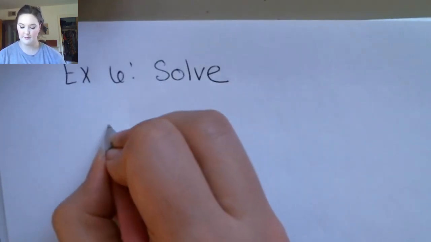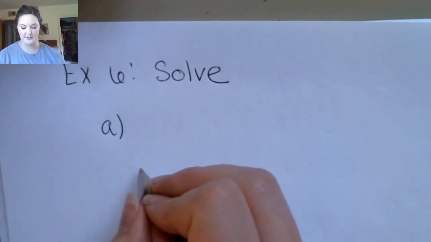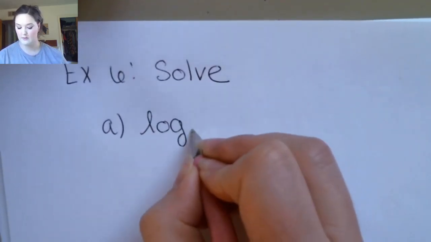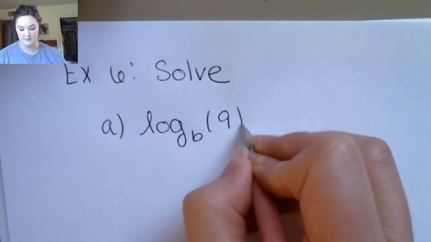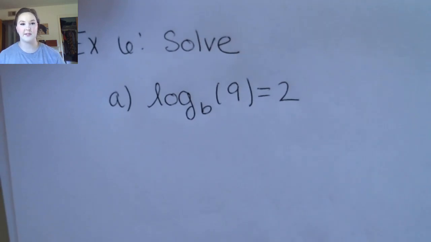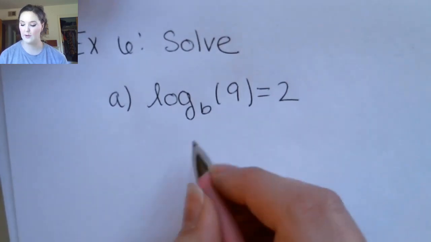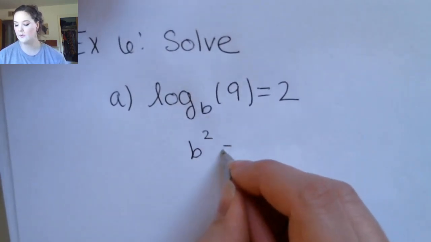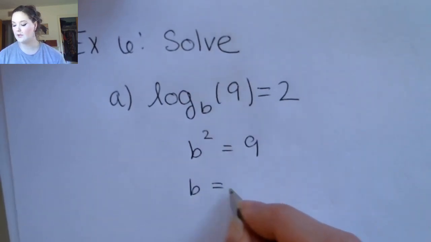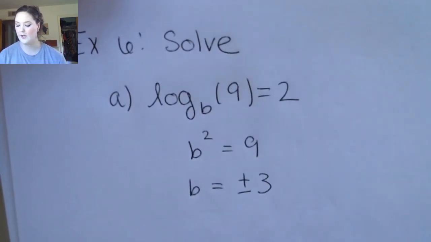This is a little bit different because the variable is actually in the base. We're going to use the same technique. You're going to isolate the log. Here it's already isolated. Then we're going to change to exponential form. So b squared equals 9, and this would give us b is plus or minus 3.